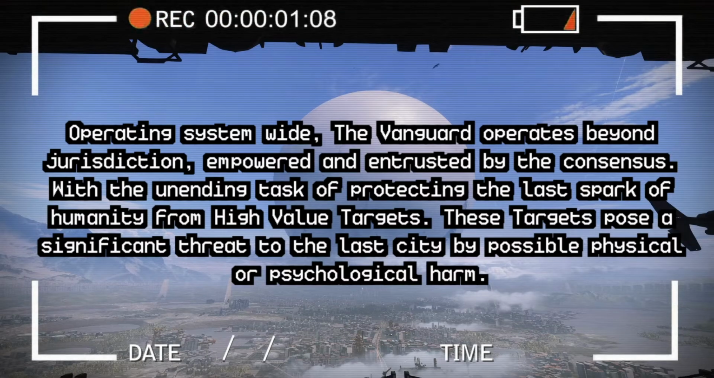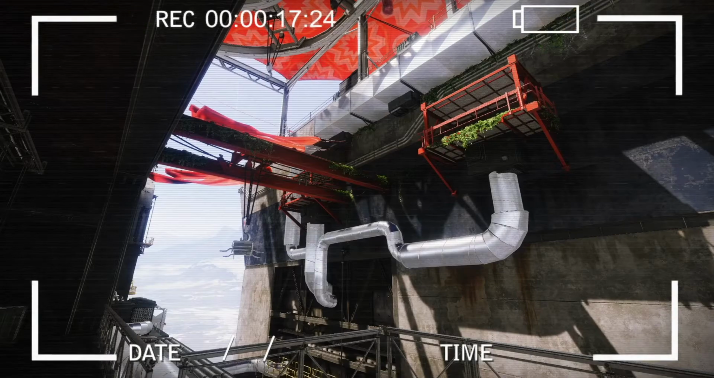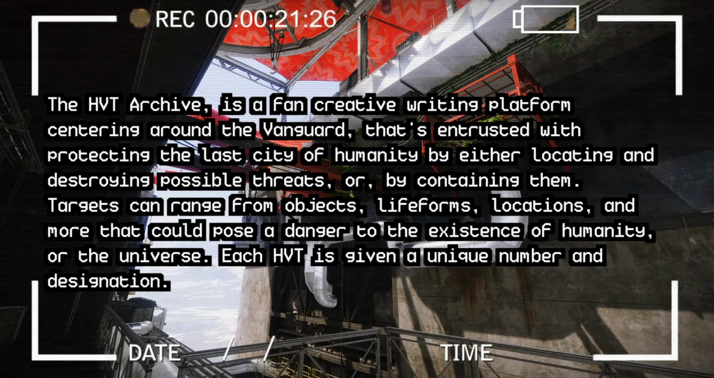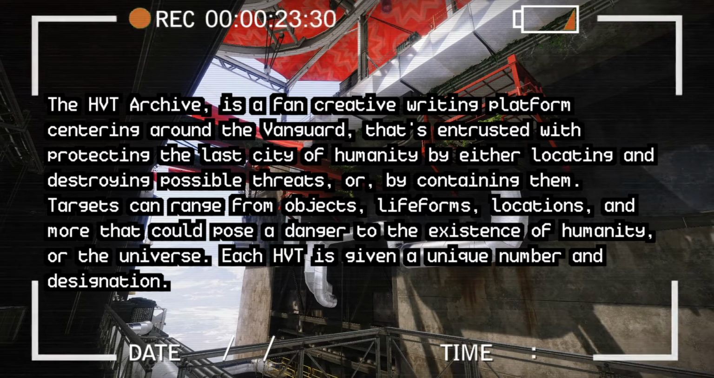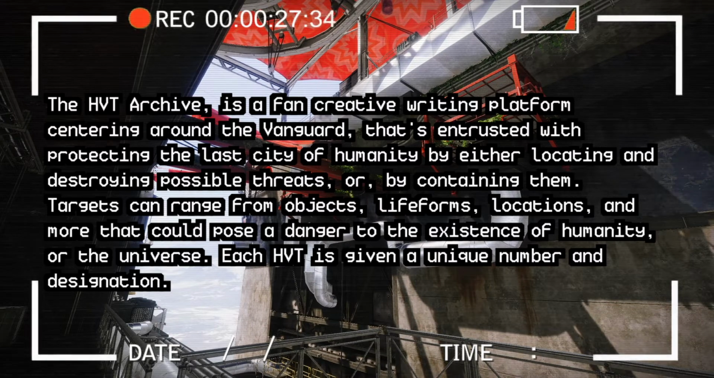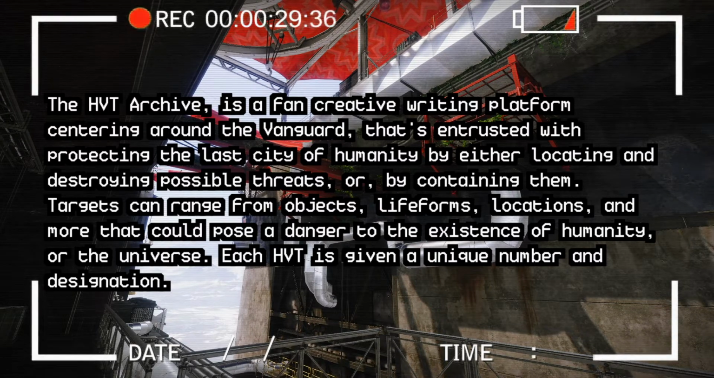Operating system-wide, the Vanguard operates beyond jurisdiction, empowered and entrusted by the consensus. With the unending task of protecting the last spark of humanity from high-value targets, these targets pose a significant threat to the last city by possible physical or psychological harm. The HVT Archive is a fan-creative writing platform centered around the Vanguard that's entrusted with protecting the last city of humanity by either locating and destroying possible threats, or by containing them.